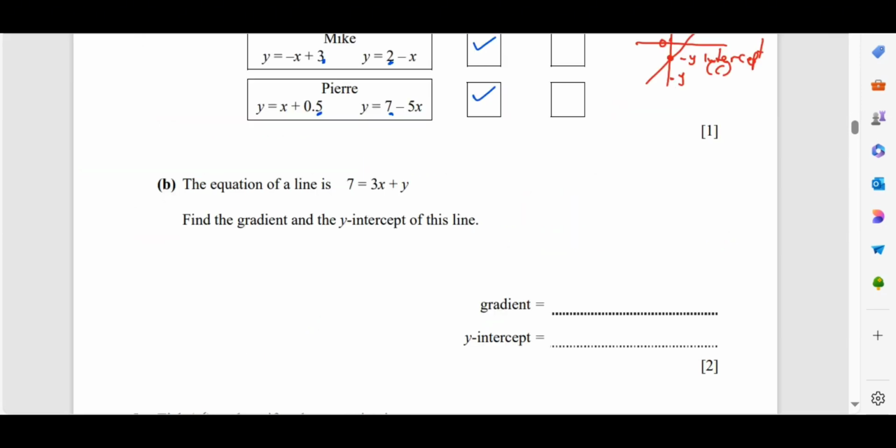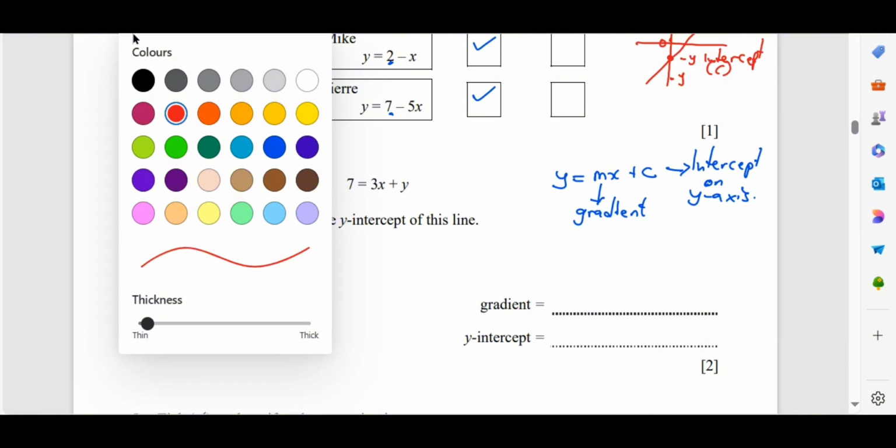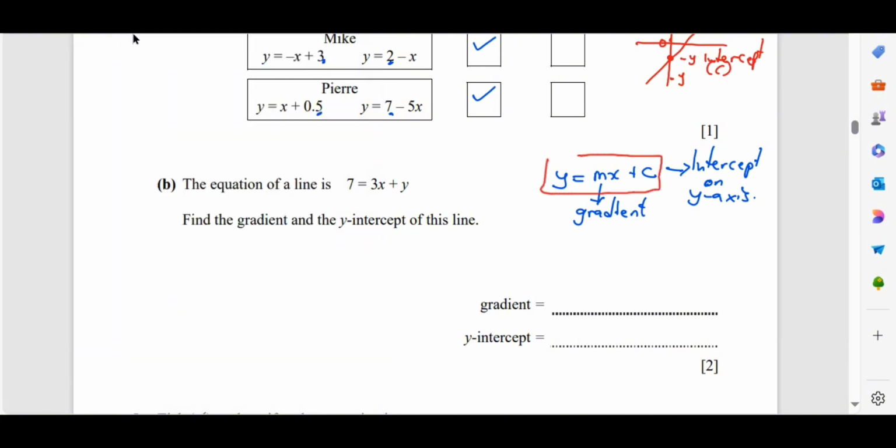So in what we just solved in the previous question, we have y equals mx plus c, where m here is the gradient, and c here is the intercept on the y-axis. So they are now asking us to find the gradient and the y-intercept. So whenever you are asked a question like this, the first thing to do is to express the equation given to you in the form of this. That's the first thing to do.